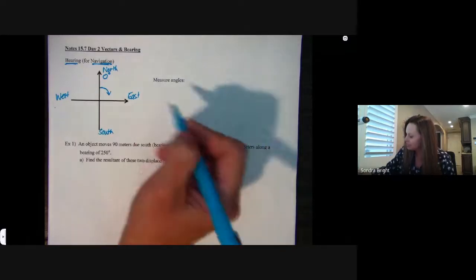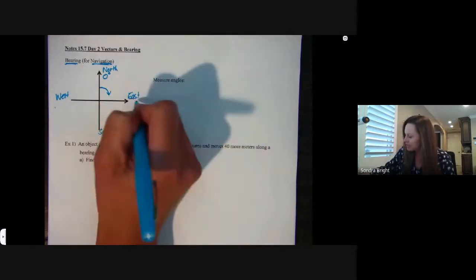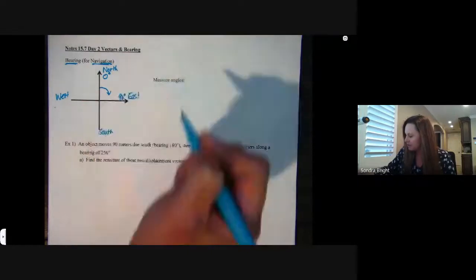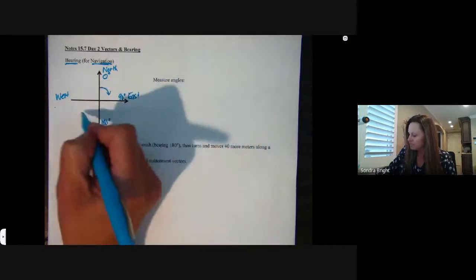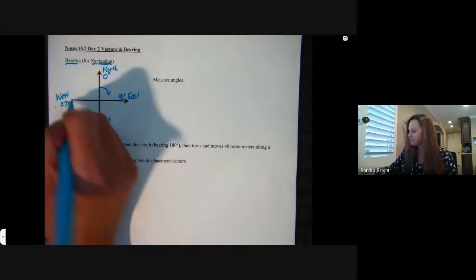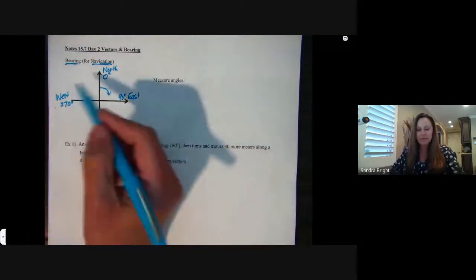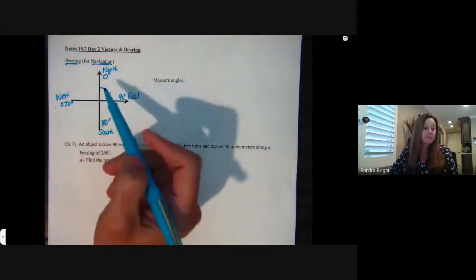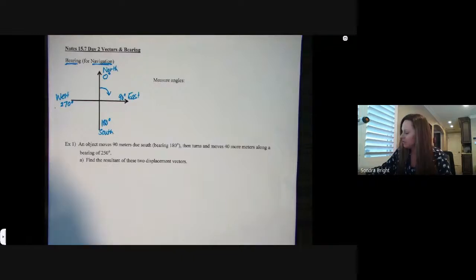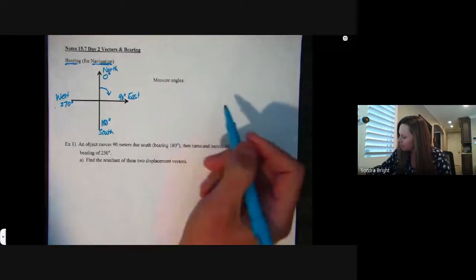So that means that going due east, directly east, is 90 degrees. If you're going south, that would be 180 degrees. And coming around to west will be 270 degrees. And then you would come back up to north being at 0 degrees, or 360 degrees too. So how do you measure angles with bearing? It's clockwise from the north.